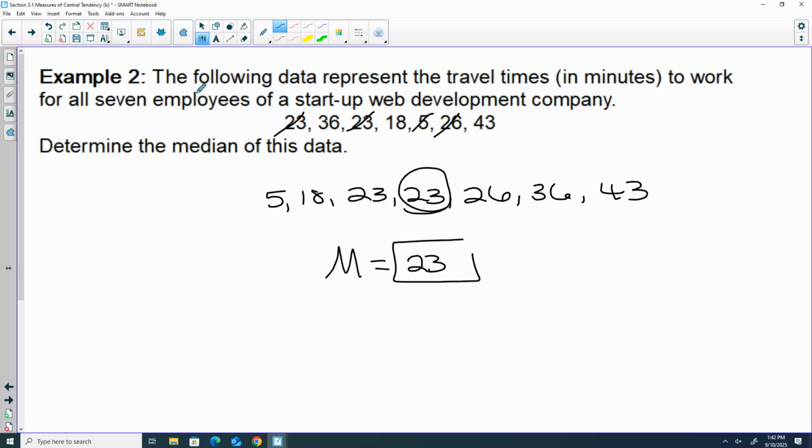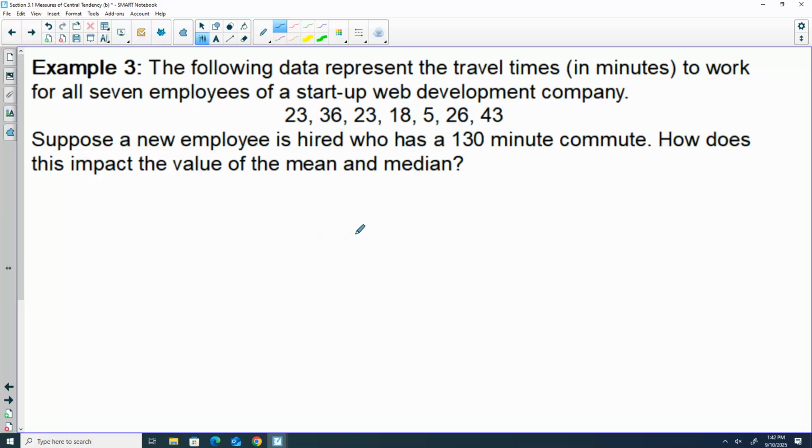What if I take my data, so we have 2 different options for finding the center, mean and median. Which one is better? If I say, here's my 7 employees, and I hire somebody new, and their commute time is 130 minutes. Let's find what our mean and median are now. So the mean, we now have to add up everybody and divide by how many? It added up to 174 to begin with, now 304, and we're dividing by 8 because there's now 8 employees. So it comes out to be 38.